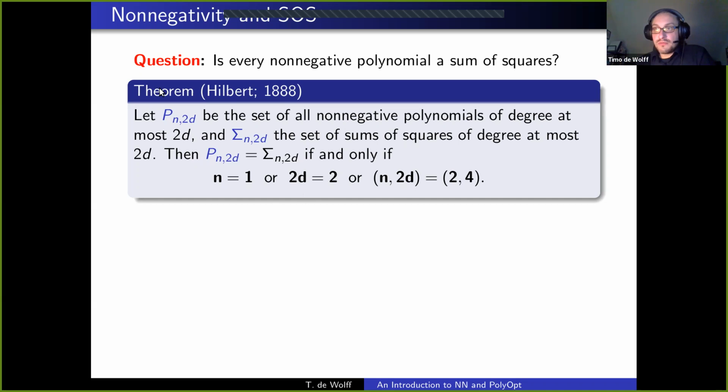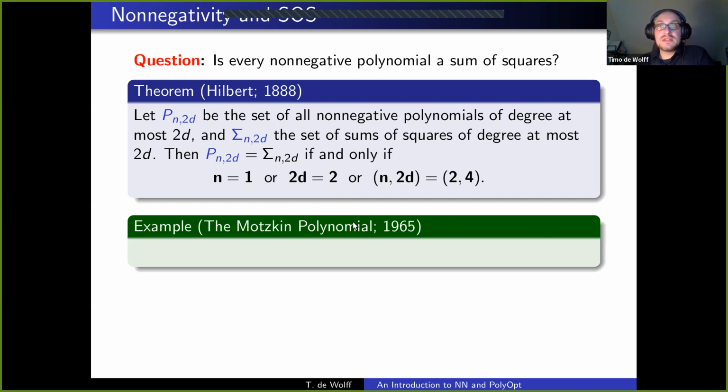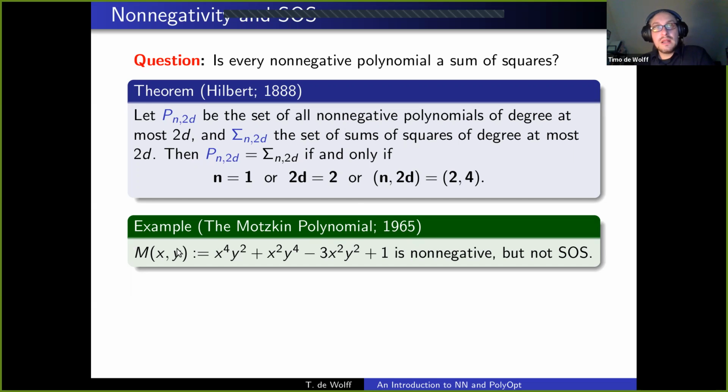He did not do it in a constructive way. This was an existential proof, a very, very beautiful proof using something called the Cayley-Bacharach theorem. But here's an explicit example. That's like the first known example in the literature. It's called the Motzkin polynomial. Let me just give it to you as an example for now. This is a non-negative polynomial which is not a sum of squares. Of course, it's not obvious. We will later come back to this. But this is a non-negative polynomial which is not a sum of squares. And you can see it's just outside of this Hilbert case. It has two variables, degree 6. So it's just outside of this.